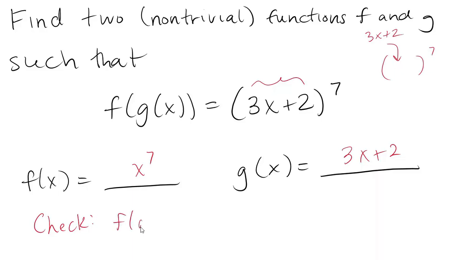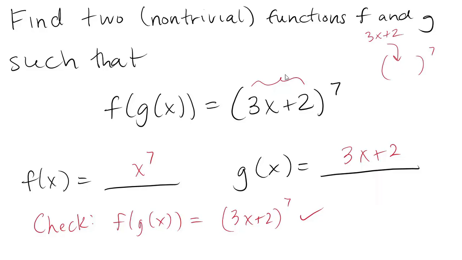If I compose f of g of x for my example, f is this function which raises its input to the 7th power, and the input is 3x plus 2. It works. The order matters. If I flip these around, I don't get the same thing. f has to be x to the 7th, and g has to be 3x plus 2 if I'm going to use these two functions. We call this a decomposition or composite function form. And you can always check your answer by composing your two pieces. Just make sure you do it in the right order. This is f of g of x.